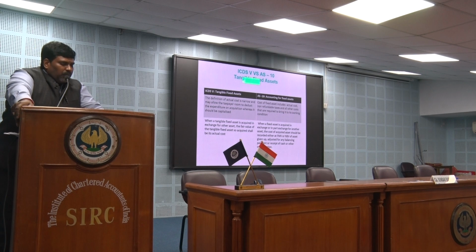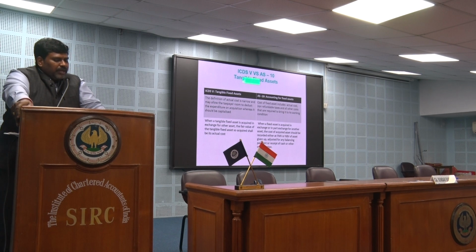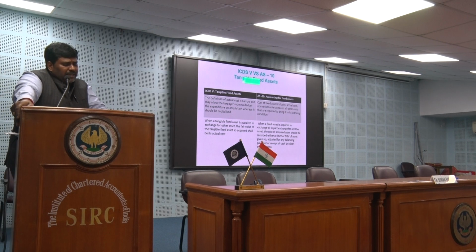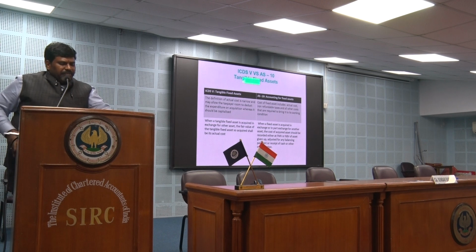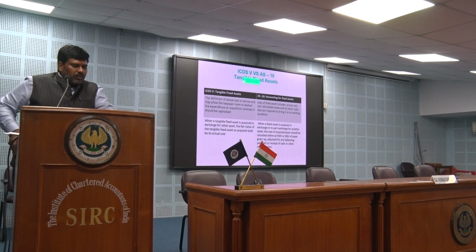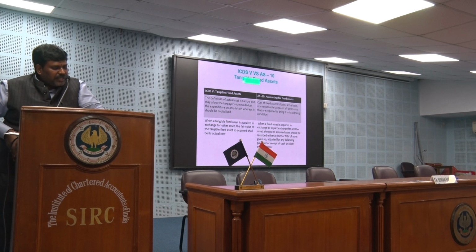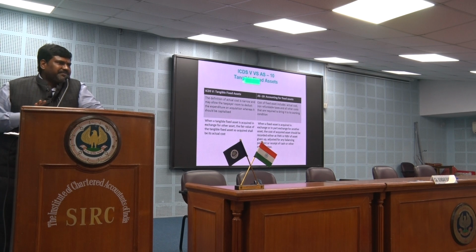So therefore, what are the primary key differences between ICDS 5, which deals with tangible fixed assets, vis-a-vis AS 10 for the accounting for fixed assets? The definition of actual cost is narrow and may allow the taxpayer room to defer the expenditure on acquisition, whereas it should be capitalized.